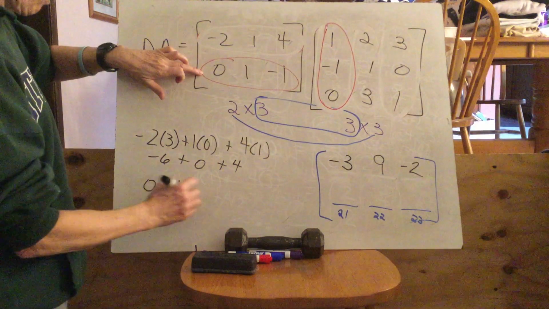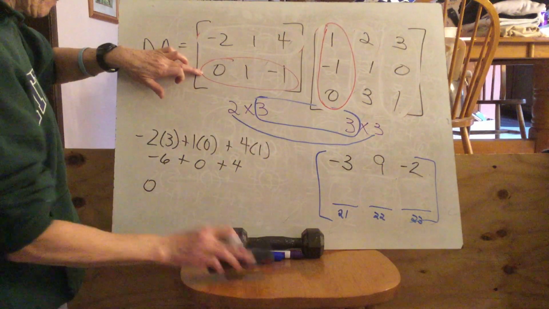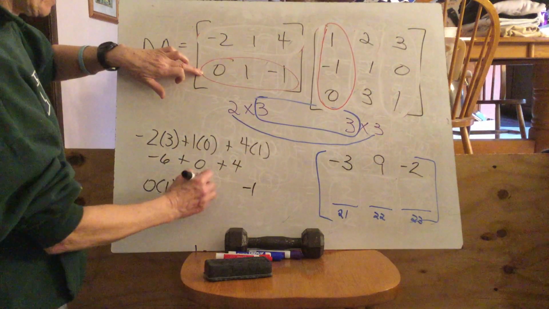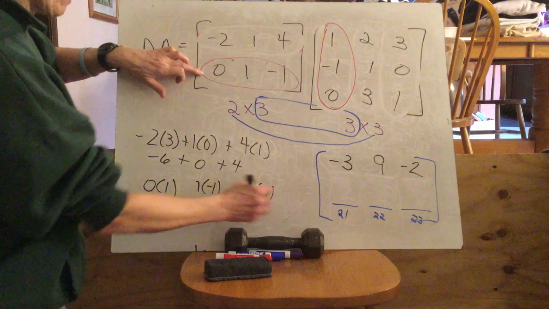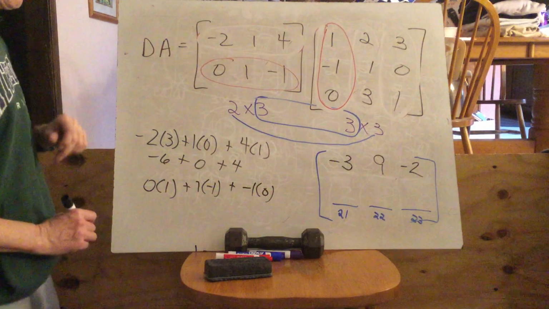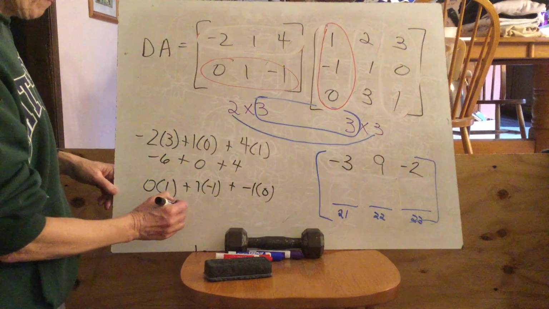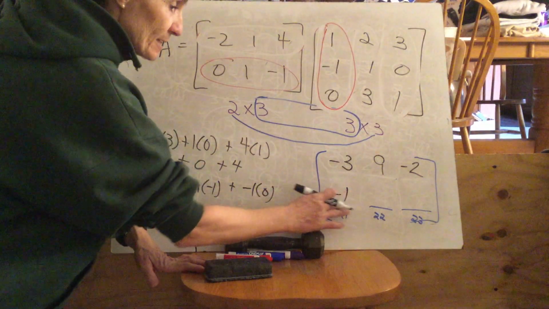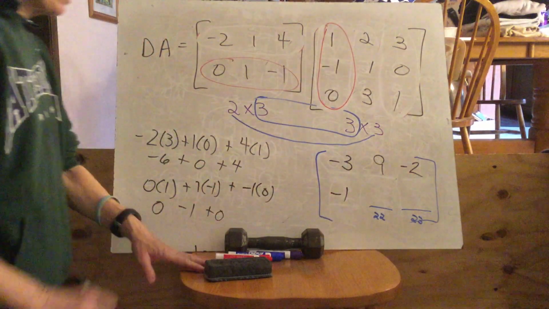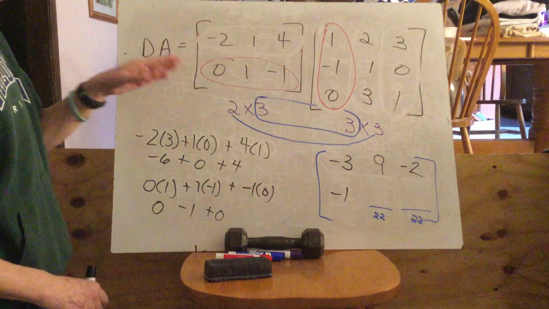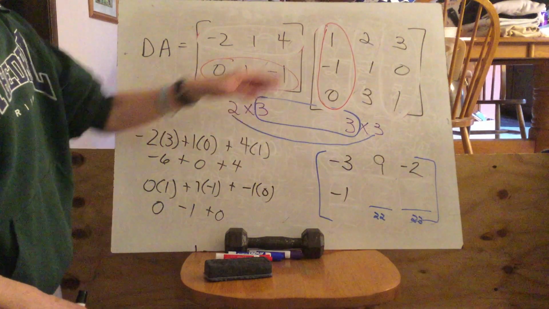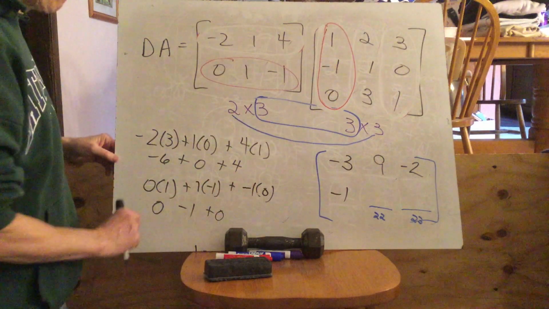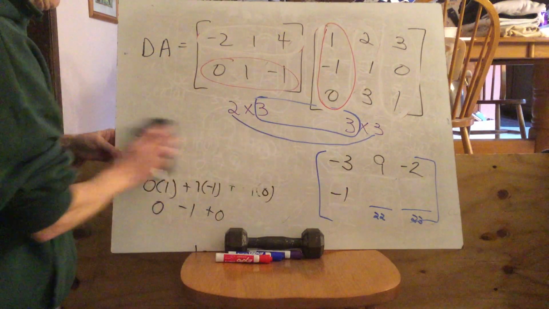So 0, 1, negative 1, spread them out a little bit. And then 1, negative 1, 0. So I have a 0, a negative 1, and a 0. So this number is a negative 1. Remember, you write down the numbers in the row, attach the numbers in the column, multiply each pair, and add them up.